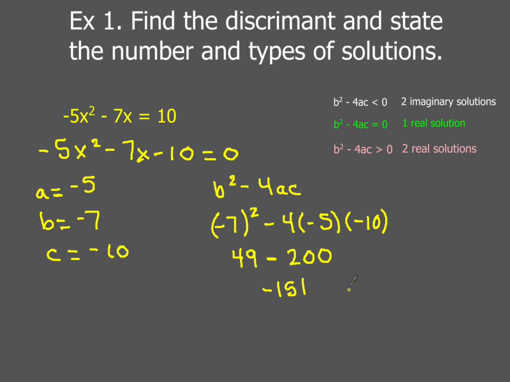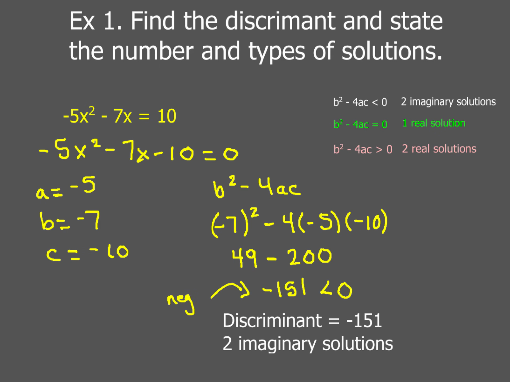Now, I'd take a look at that number, and since that number is less than 0, since that number is negative, anytime b squared minus 4ac is negative, then we have two imaginary solutions. So our discriminant is negative 151, and we have two imaginary solutions. Make sure that you write that discriminant equals negative 151 and that we have two imaginary solutions. And that's it. That's all you have to do.